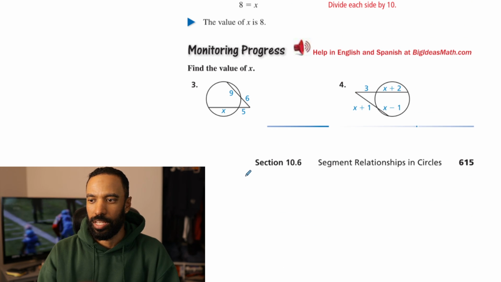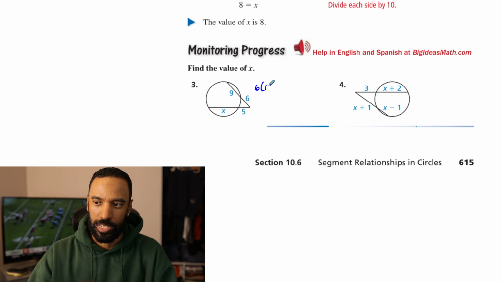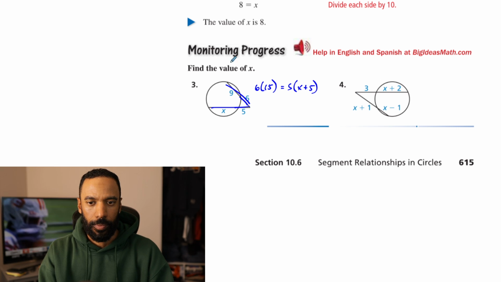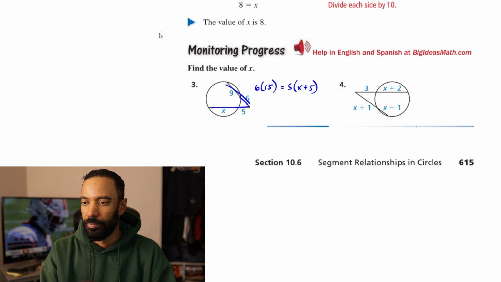This one, again, would be outside times whole equals outside times whole. This is 6 times 15 equals 5 times x plus 5. Outside times whole equals outside times whole. I'm not going to do the rest there, but that's the idea.